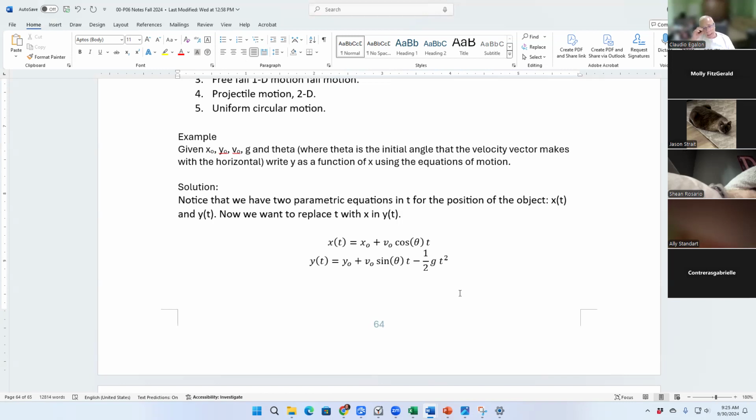So what can we do? Okay, in order to do the above, we must eliminate t from this system of equations. Okay.